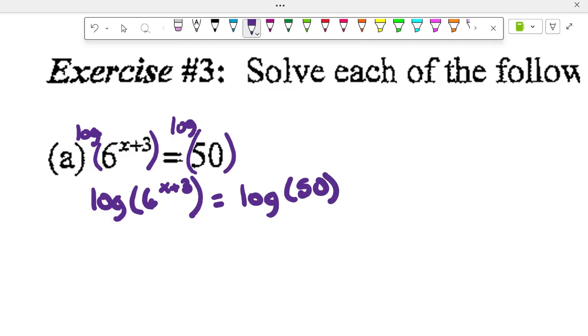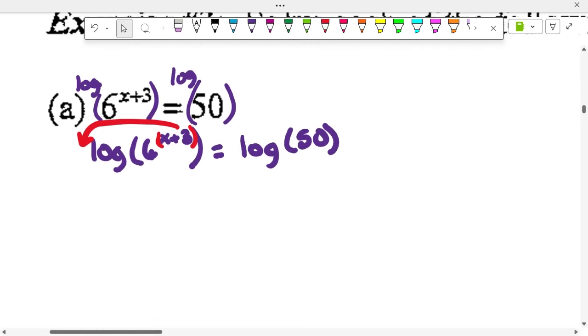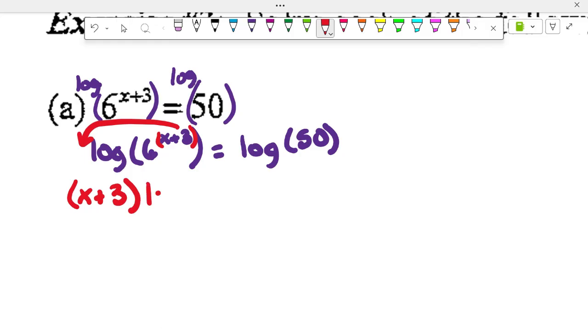Now, our next step is to bring the exponent down to the front. And what I mean by the exponent, I mean all of the exponents. So we're bringing that entire x plus 3 to the front. Now, this is where using parentheses is going to help you out a lot because it'll help you see it better. So I'm going to keep x plus 3 in parentheses. And then it's going to be followed by log of 6. So this is x plus 3 times log of 6 is equal to log of 50.